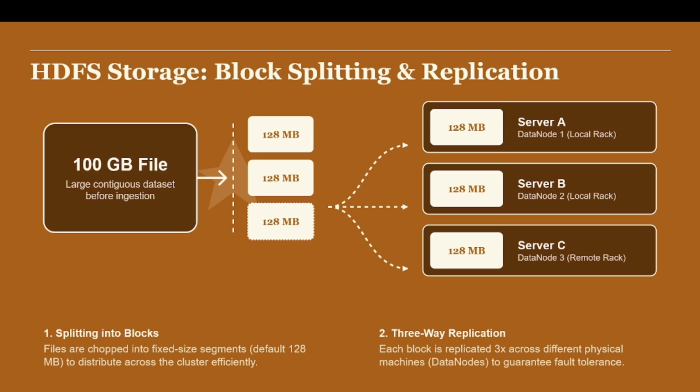If a server goes up in flames at 3 a.m., for example, the system doesn't panic. The name node just calmly updates its ledger, realizes a copy is missing, and grabs 1 of the surviving copies and clones it to a new server to get back to 3. Basically self-healing.